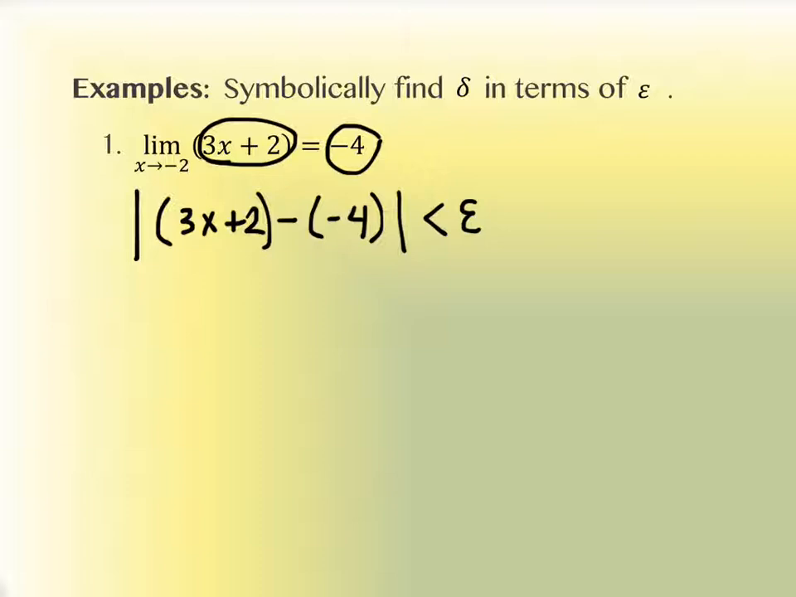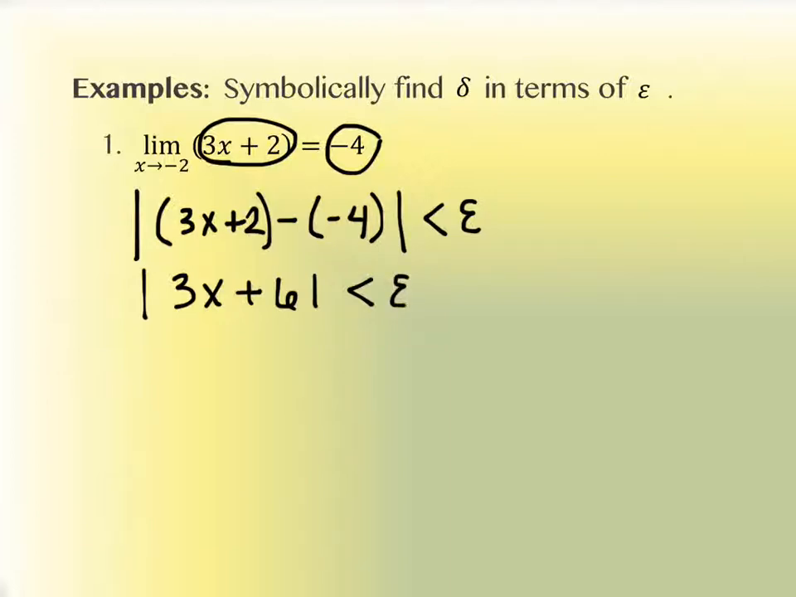Now we're going to do algebra. This is an algebra problem. It's not even a hard algebra problem because we don't even actually have to figure out what x is. So that's kind of cool. We're just going to simplify what's in the absolute value at the moment. So this is 3x, and then what? Plus 6 is less than epsilon.